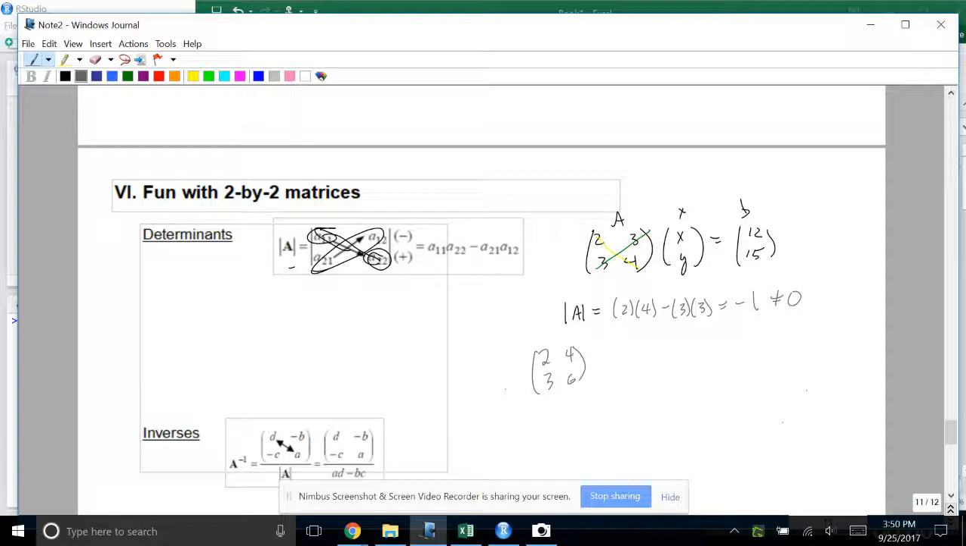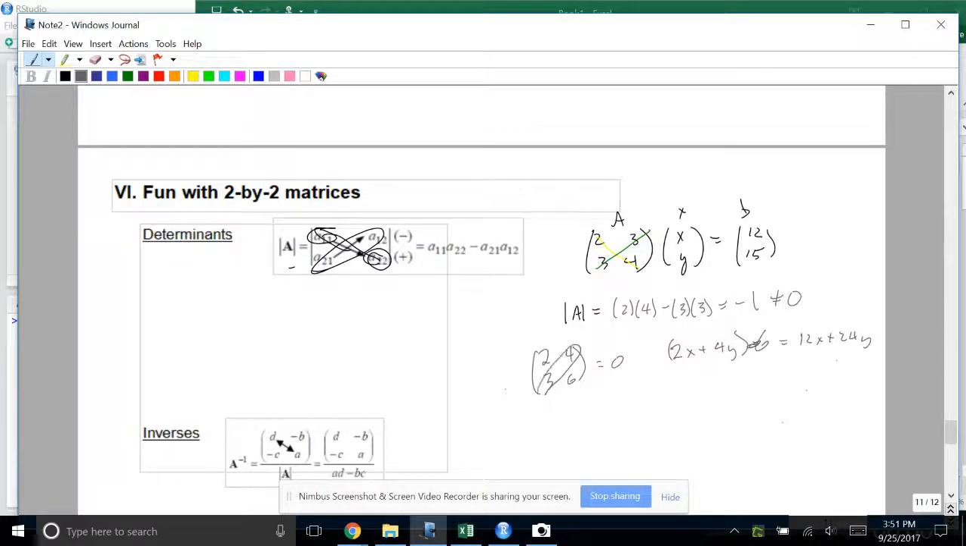Well, I guess one thing we can do, we're going to get 12 minus 12 equals 0, and we can't invert this. So I guess what this says is, if we have 2x plus 4y and we multiply that by 6, what do we get? We get 12x plus 24y.